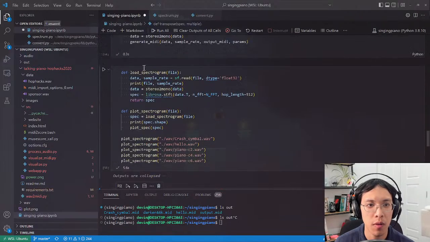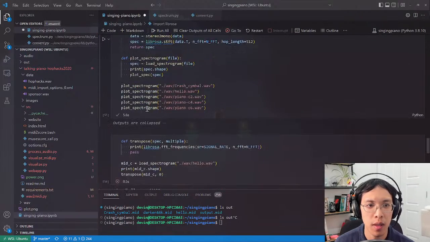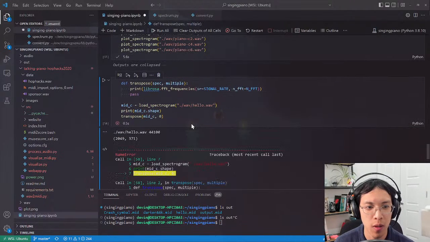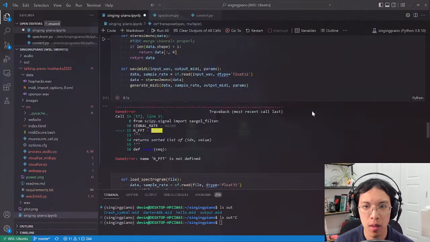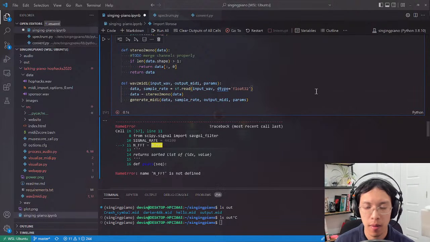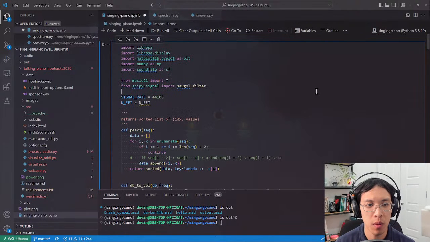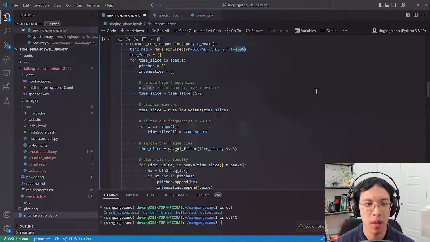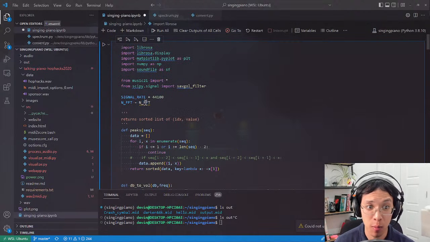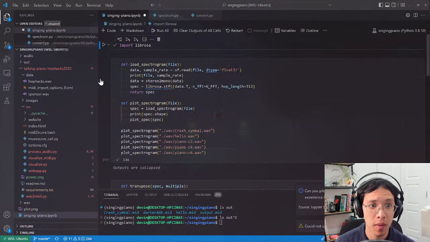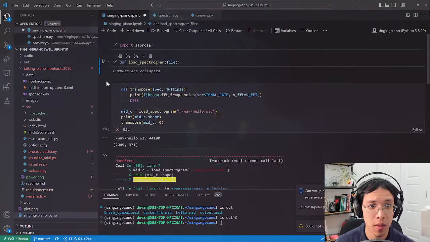Oh, of course, I forgot to run it. So yeah, that's one of the annoying things about notebooks. I don't always use notebooks because they can be a little annoying. Oh, I forgot. Yeah, you don't want to replace it everywhere because at some point you need to define an FFT. Okay, let's try that.